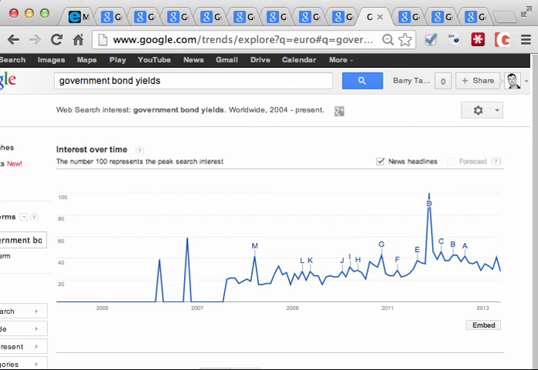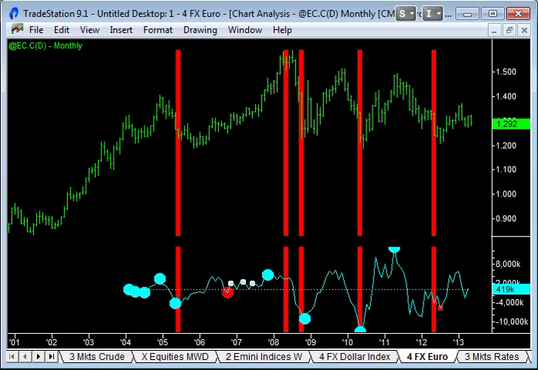Next one to look at, government bond yields. So this had a real extreme kind of peak here, November 2011, where we're talking about the yields. Let me just show you what was happening in terms of yields there.